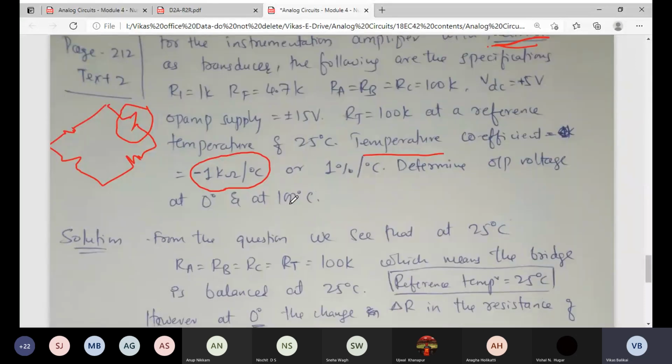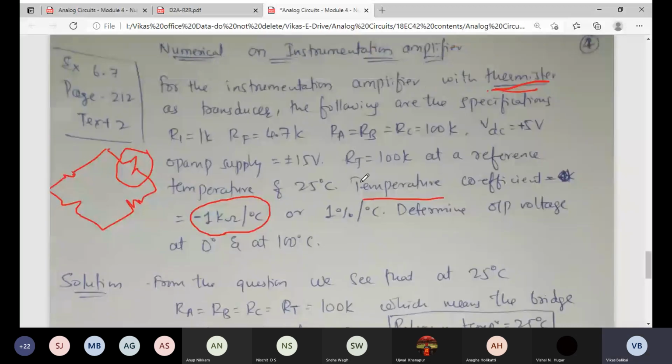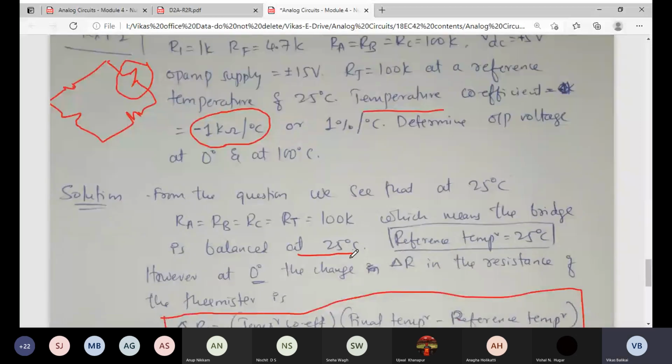So what he has given, let's try to understand the data. From this question he has given RT, the transducer's resistance, as 100k at a reference temperature of 25 degree. Taking 25 degree as the reference temperature, when no change happens, the RT value is 100k, and even the RA, RB, RC values are 100k. Which means the bridge is balanced at 25 degree centigrade. So the reference temperature is 25, balanced condition at 25 degree centigrade.